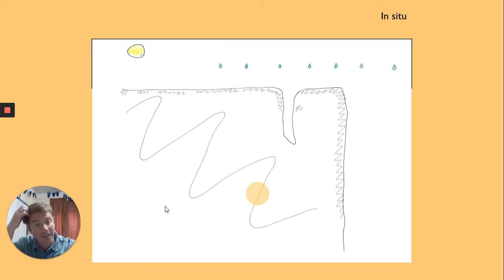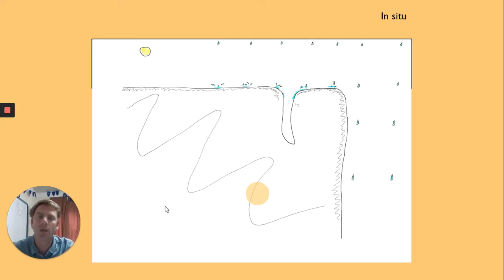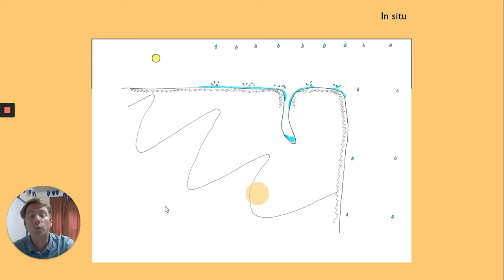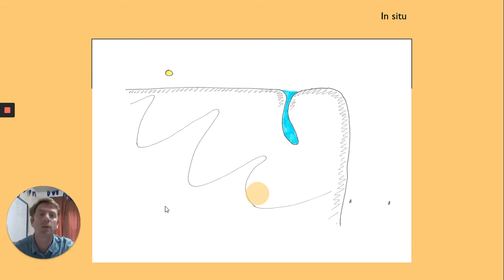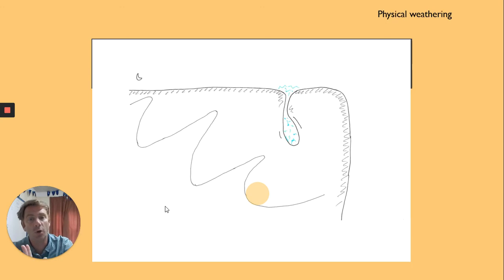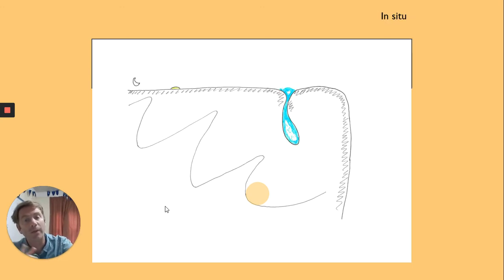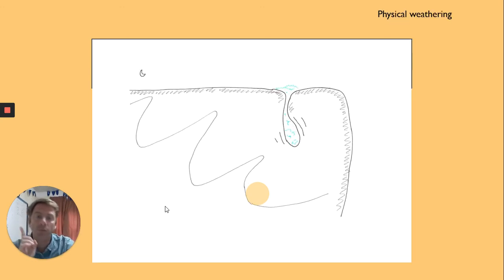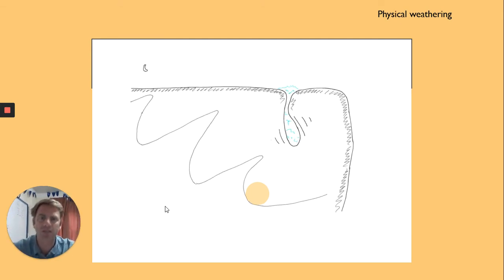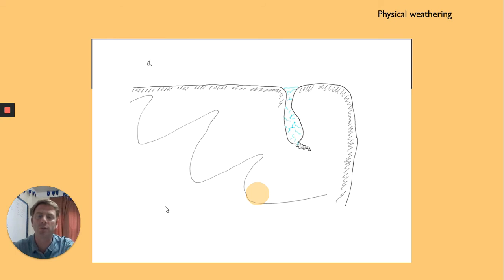We've got a crack in the rock. The crack fills with water, precipitation. The sun goes down. It's cold at night. The water freezes. Water gets bigger, increases 10%, expands 10% when frozen. So that night, the water has made the crack larger.